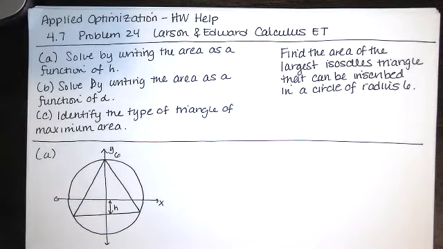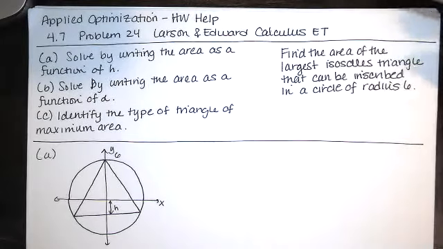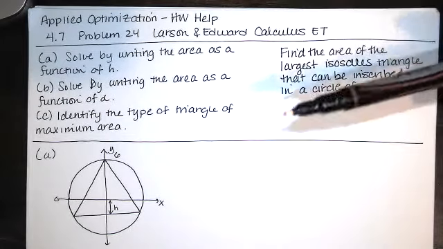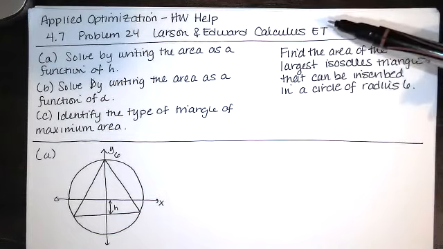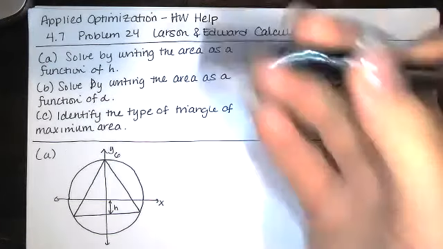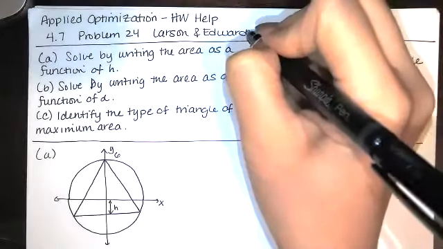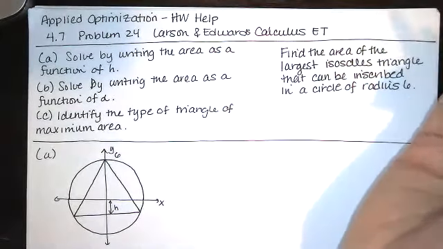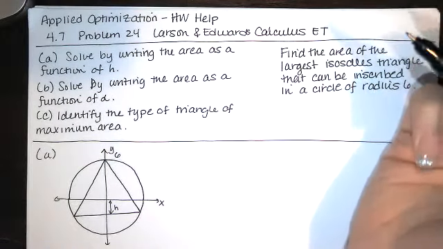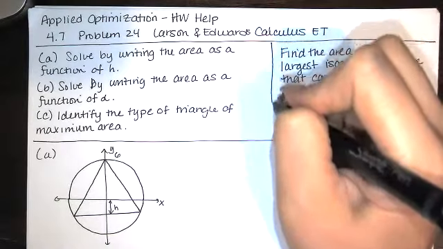This is a solution to a problem that we were working in our question and answer session for the Honors Calculus 1 class. It was in the Applied Optimization section, which is section 4.7 in the Larson and Edwards calculus textbook with early transcendental functions. This is problem number 24. So here's the problem statement.